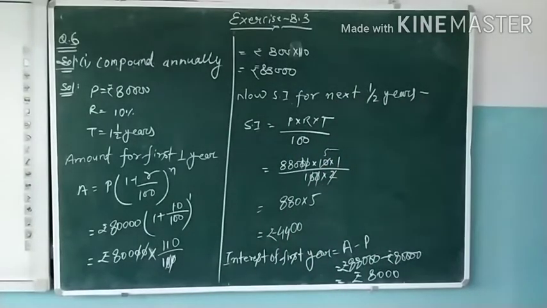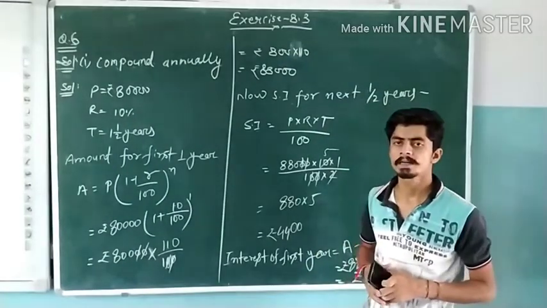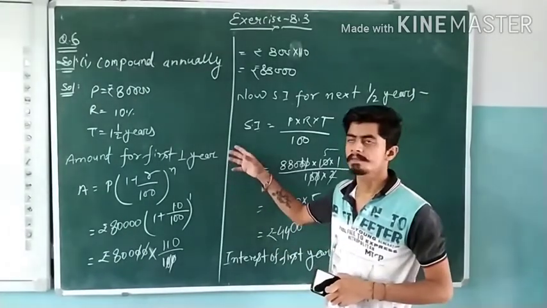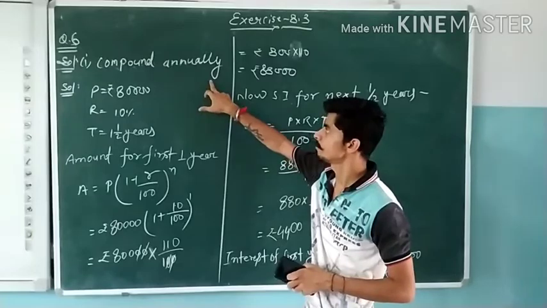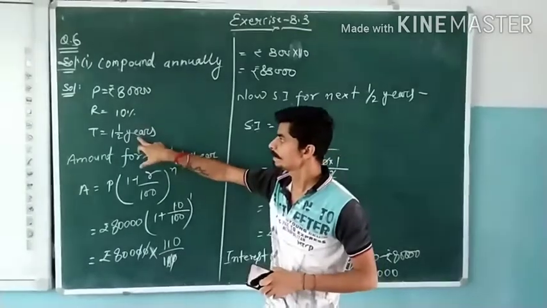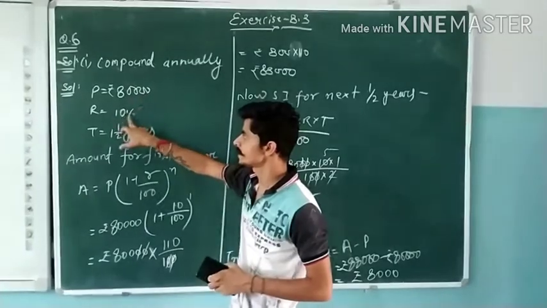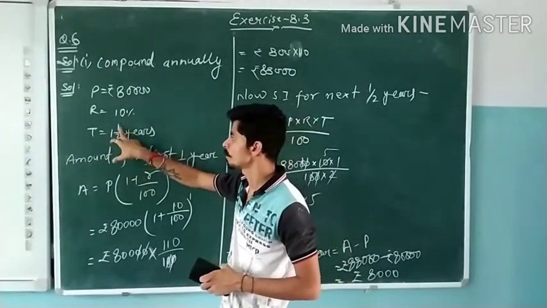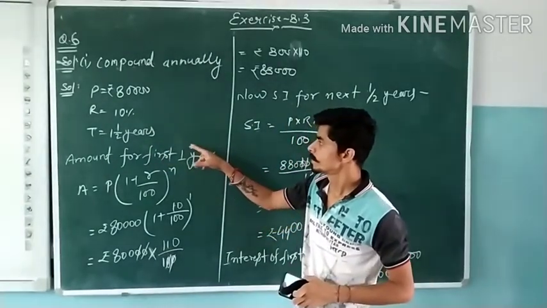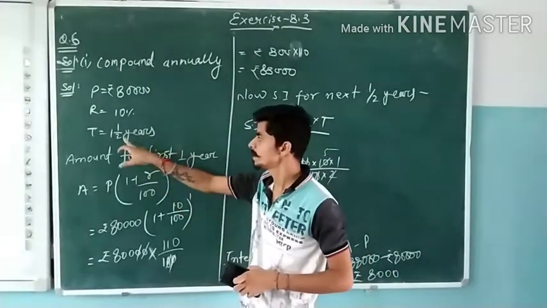So in this question, principal, rate and time are given and we have to find the amount and the compound interest in the given situations, and the first situation is compounded annually. If the amount is compounded annually and the time is given in a mixed fraction like 1 1/2, principal is 80,000, rate is 10% per annum and time is 1 1/2 years, and we have to find the amount compounded annually.